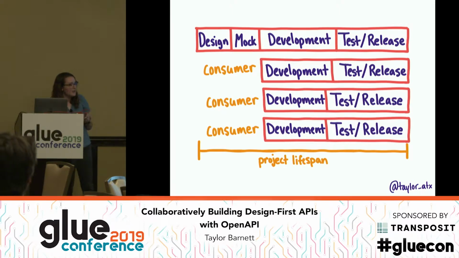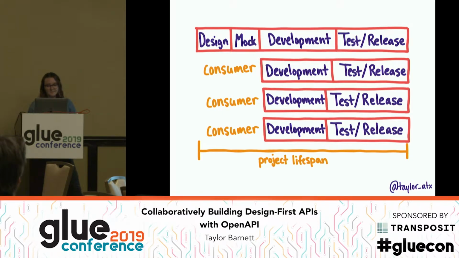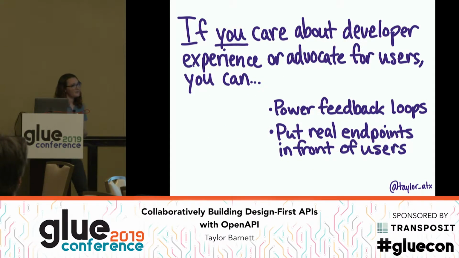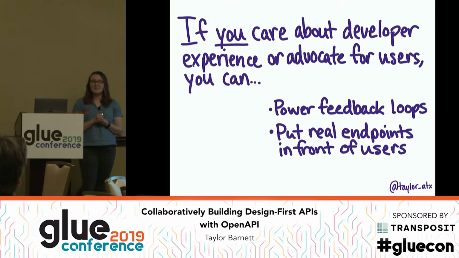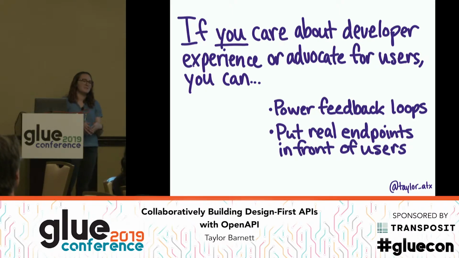One of the things I've been seeing are a lot more requests from front-end engineers asking for the ability to mock their APIs so that they can do some of these things. If you care about developer experience or advocate for users, which is hopefully everyone here, being able to get early feedback and help influence the API before it's released can be so critical. Mocking can really help put real endpoints in front of users, for some of these hypothetical features that you're testing out with them.